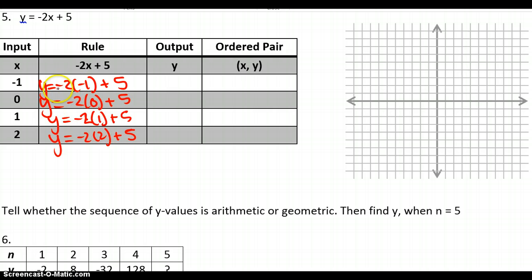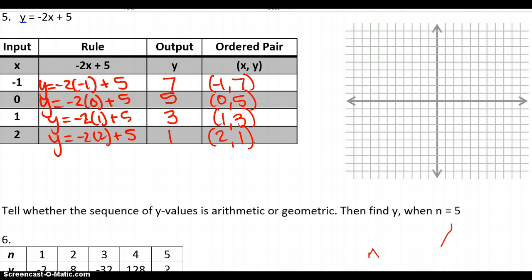Now I'm finding my y values. -2 times -1 is 2. 2 plus 5 is 7. 0 plus 5 is 5. -2 plus 5 is 3. And -4 plus 5 is 1. So my ordered pairs are (-1, 7), (0, 5), (1, 3), and (2, 1).